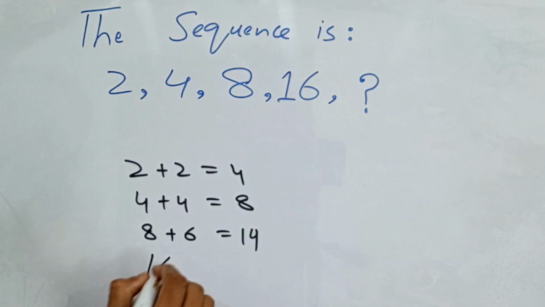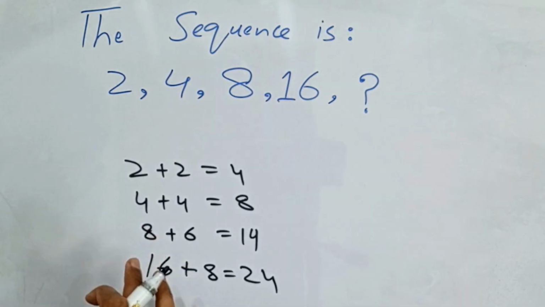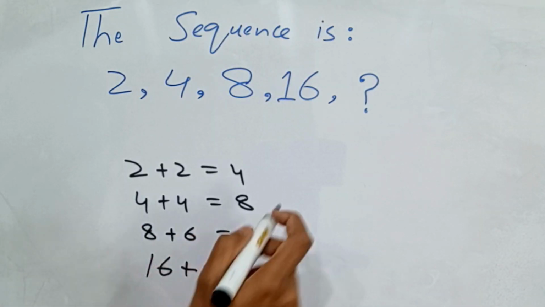16, then 16 plus 8 equals 24. So the wrong answer is 24. Reason: incorrect assumption of adding increasing even numbers instead of recognizing the doubling pattern. So the correct approach: this is a geometric sequence, where each term is multiplied by 2.